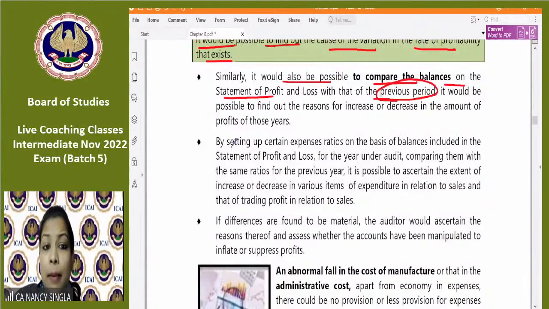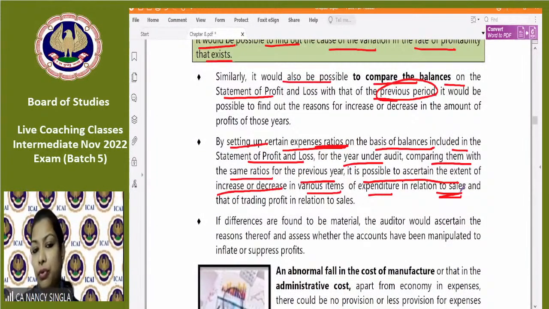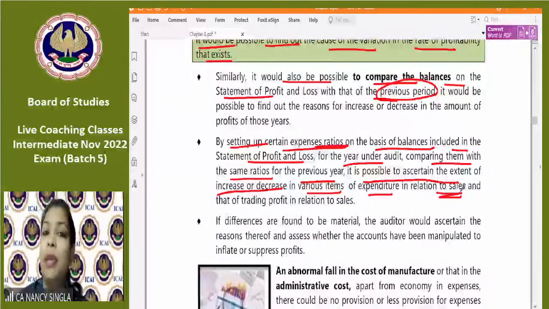Okay? By setting up certain expense ratios on the basis of balances included in the statement of P&L for the year under audit, and comparing them with the same ratios in the previous year, it is possible to ascertain the extent of increase or decrease in various items of expenditure in relation to sales and that of trading profit or in relation to sales. If you remember, I gave the example of wages as a percentage of sales. See, any normal change is fine, but a drastic, unusual change is there. Wages has increased a lot as a percentage of sales. Why? Are there some dummy or fake workmen included this year?